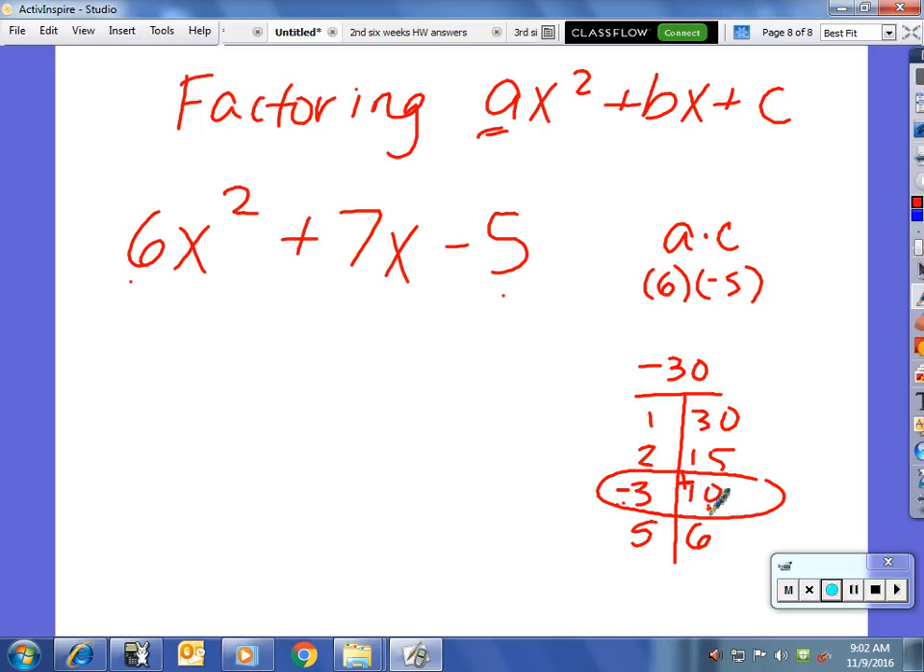Now, doesn't that give you a negative 30 as a product? And what does it give you as a sum? Positive 7. So that's my winning pair right there. So we're going to rewrite this now as 6x squared minus 3x plus 10x minus 5.